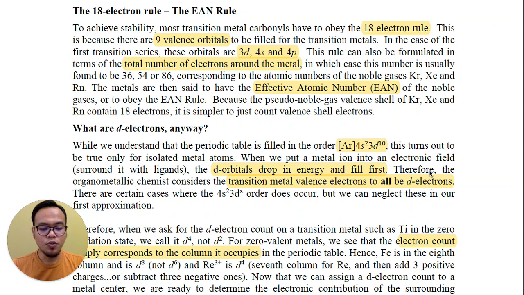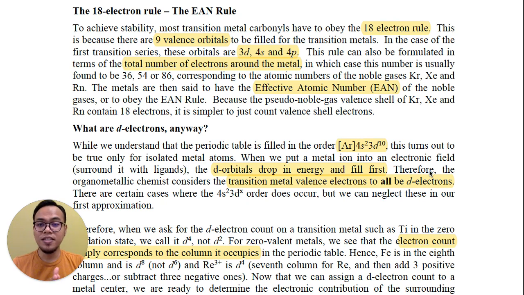So why so? Because remember, for every orbital, the maximum number of electrons that can be occupied is 2 electrons. So knowing this, we can assume that to accommodate 18 electrons, you must have 9 orbitals. So why do you have 9 valence orbitals to be filled for transition metals?